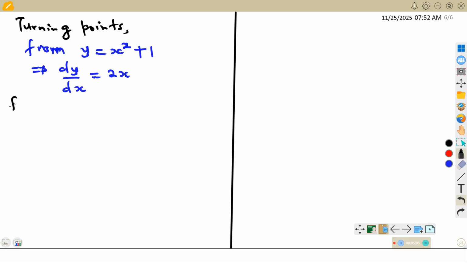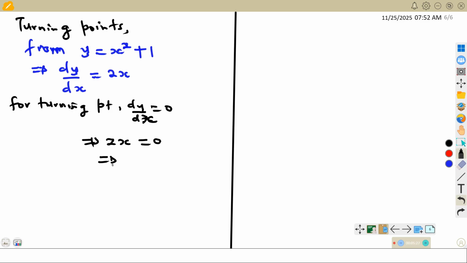For a turning point, dy/dx is equal to 0. So this will imply that 2x is equal to 0, which also implies that x is equal to 0. So we are in a position to get the value of x as 0. So we need to get the corresponding value of y.